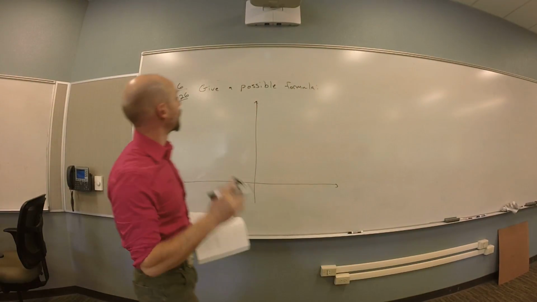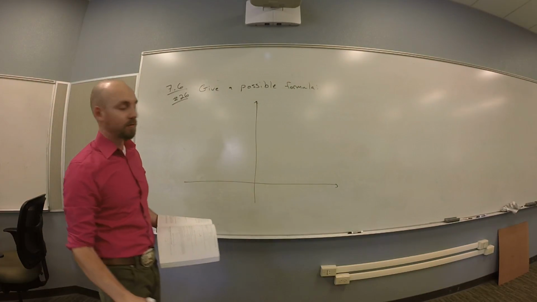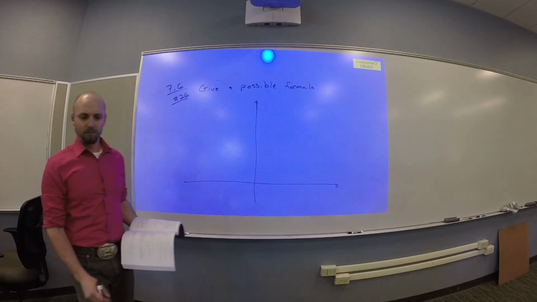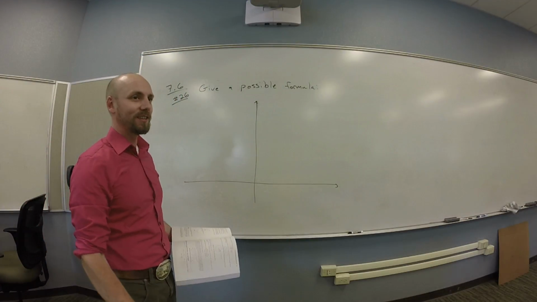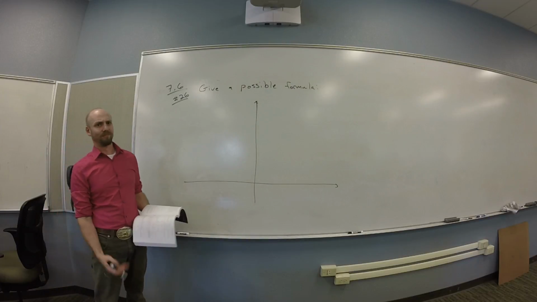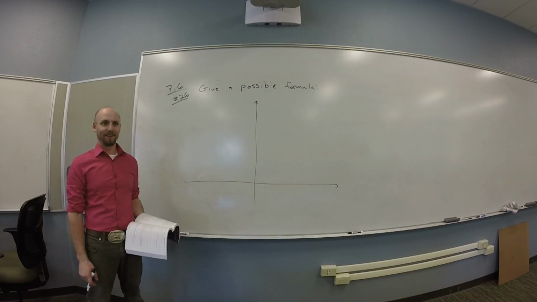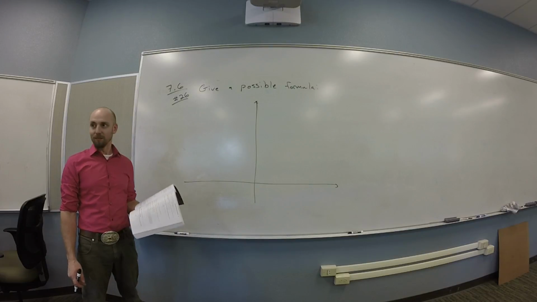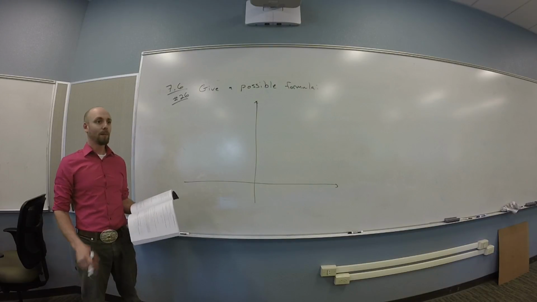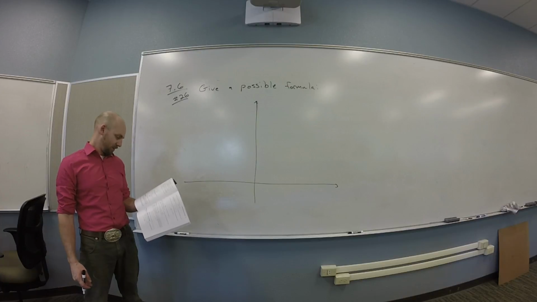All right, so if we want to do number 26 out of 7.6. I don't know what's beeping. All right, I would like to give a possible formula for something that's in the book, right? So what am I pulling off of this picture that's important?